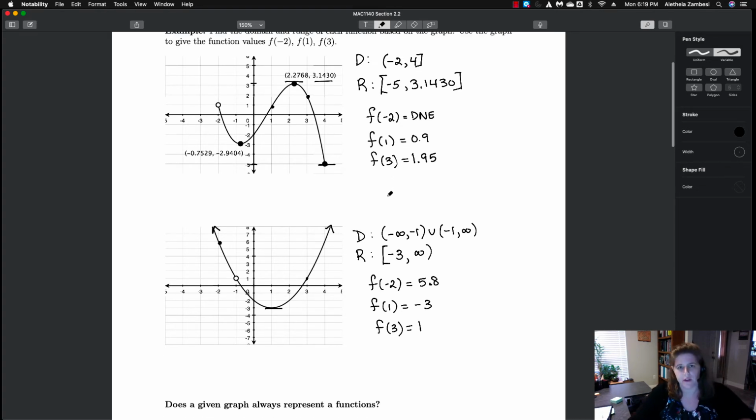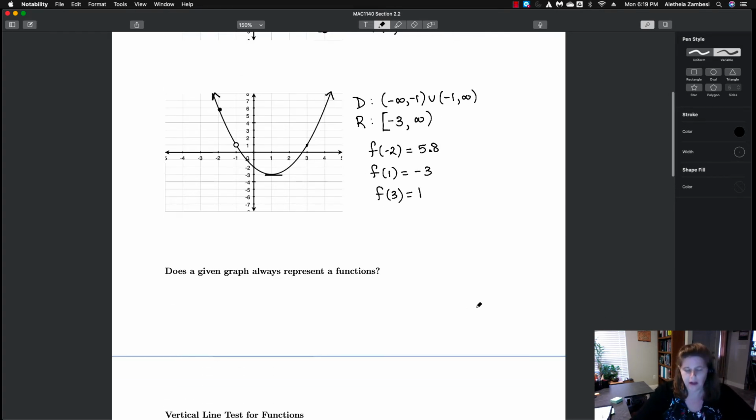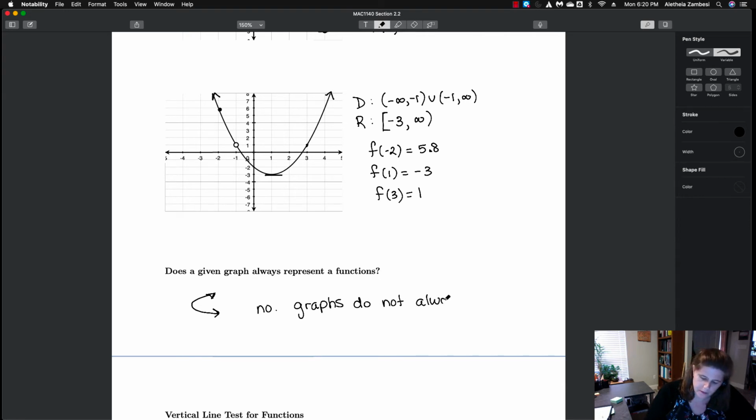Now these two graphs are graphs of functions, but a graph doesn't always represent a function. We saw one in an earlier section that looked something like this. This is not the graph of a function. So no. We will have a section later on in the semester where we deal with all graphs that are not functions.